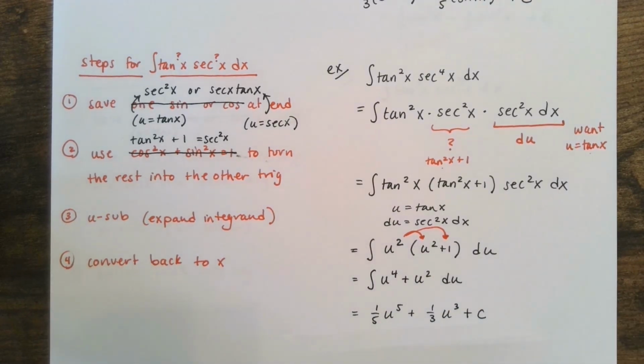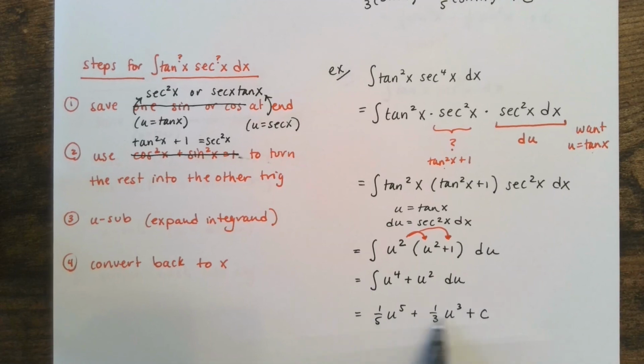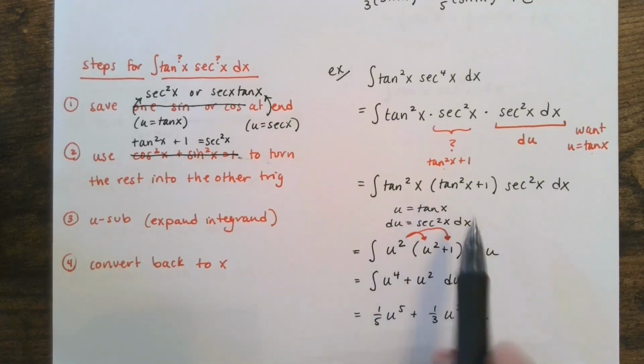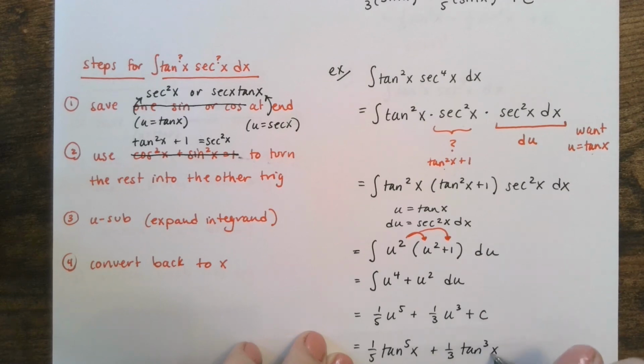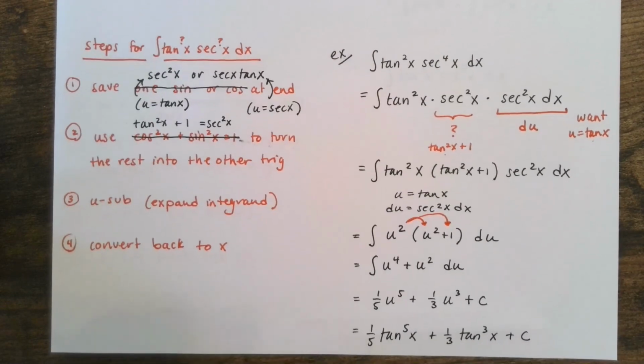And the very last thing I need to do is switch back into x. So here, everywhere I see u, which is these two spots here, I'll just write tangent x instead. We'll write it the fancy way in this one. And that is my final answer. That was fun.